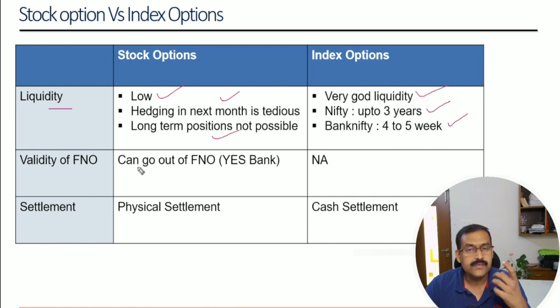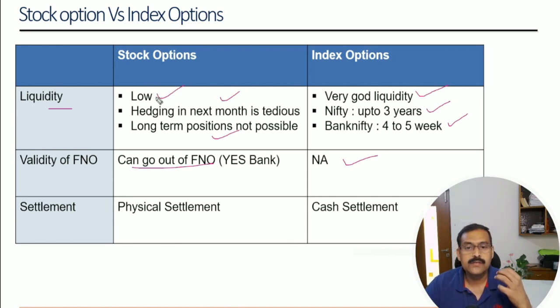And sometimes some of the stocks can go out of the F&O band. If you are stuck in those positions, it will be difficult to come out. For example, S-Bank went out of the F&O band. Index options definitely will always be there. They are not going to go out of the F&O band.